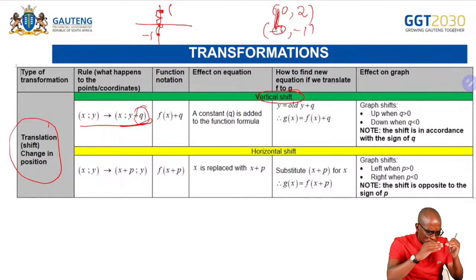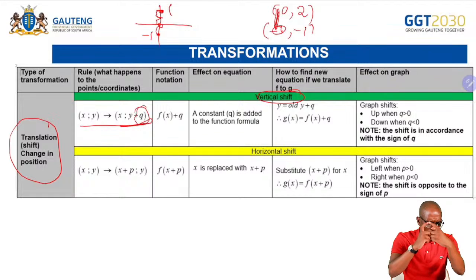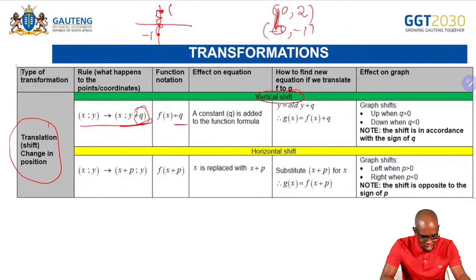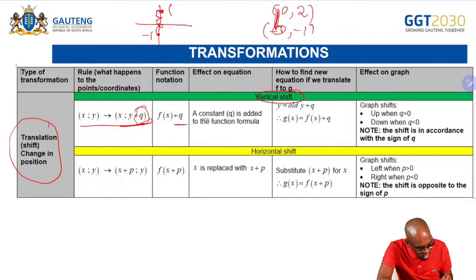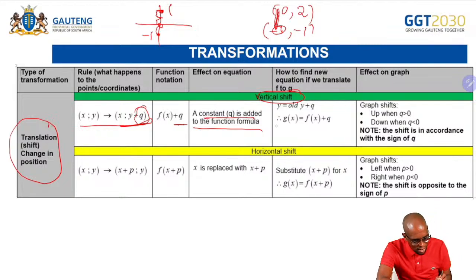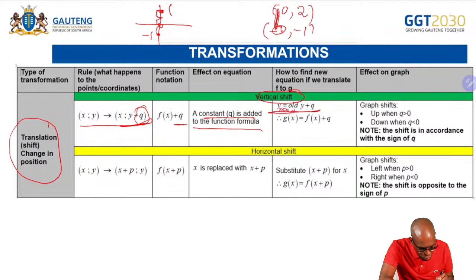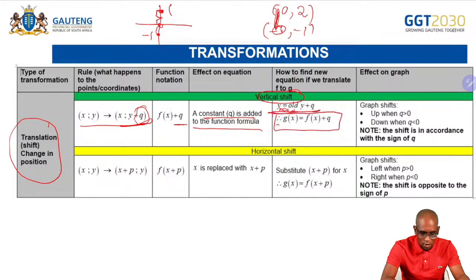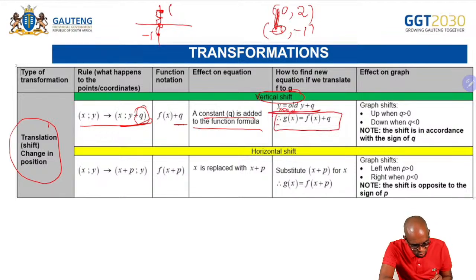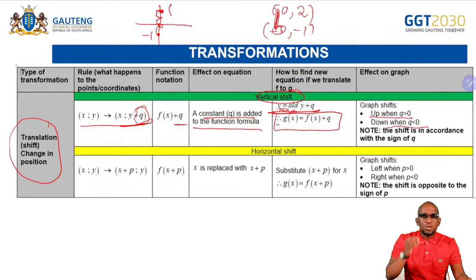In the whole, if you want to move the whole function, then you're going to take the equation of that function f of x, and then you're going to add q to that. So what is the rule? A constant q is added on the function formula. Very, very important. To get the new y value, you take y old and you add q. That is where you say to get g of x, you take f of x, you add q. What is the effect on the graph? The graph moves up when q is positive. It moves down when q is negative. The graph shifts in accordance to the sign of q.